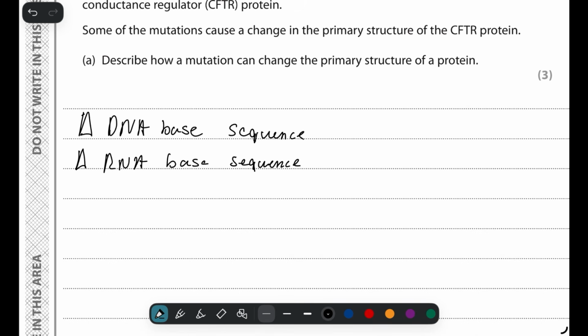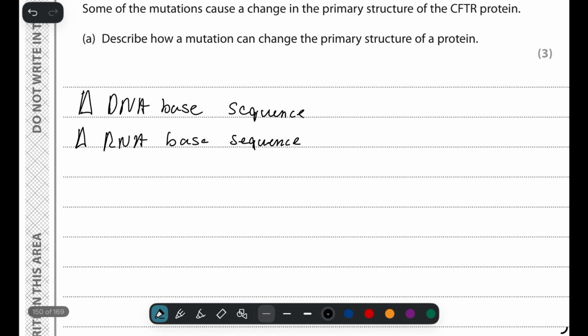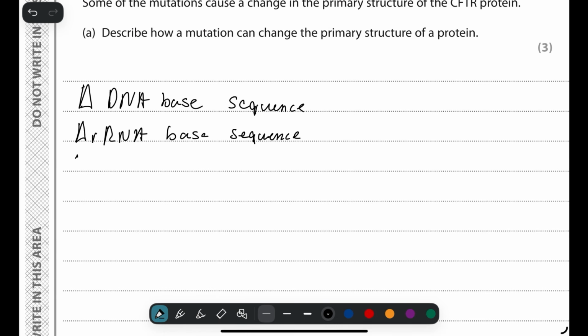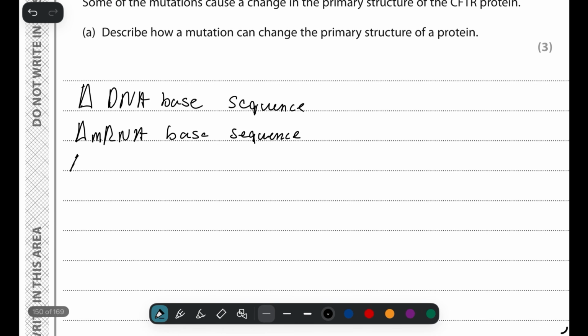If there's a change in the RNA base sequence, then that means that there's a change in the mRNA, I should say. They typically won't ask for RNA, it will just be mRNA. Then that means there's a change in the sequence of amino acids. And that should be enough because your primary structure is a sequence of amino acids joined by peptide bonds. So that alone should be enough to get you all three of those marks.